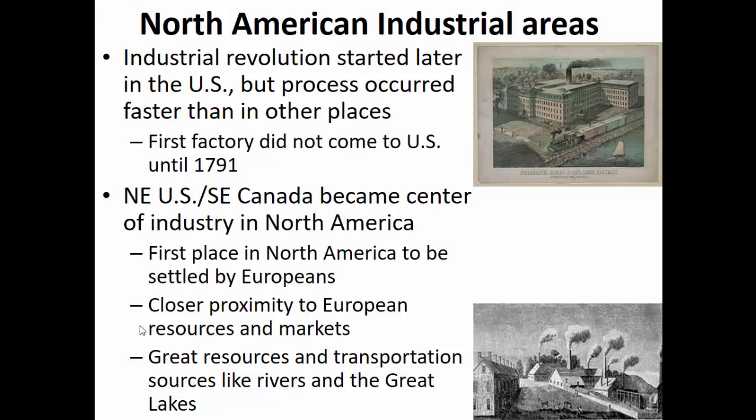Therefore, it was easier for us to get resources and products from them. It was easier for us to get our resources to Europe and to get finished products from them. And we had closer, larger markets that were more closely connected to Europe. We also had a ton of resources. If there's one thing North America had an incredible abundance of, it was resources. We also had many different transportation sources like rivers, like the Mississippi, and the Great Lakes region as well.